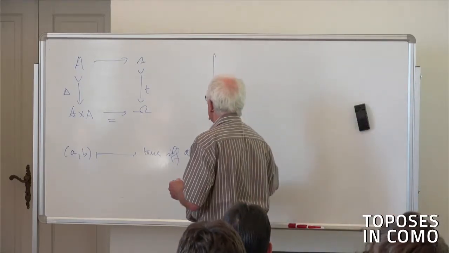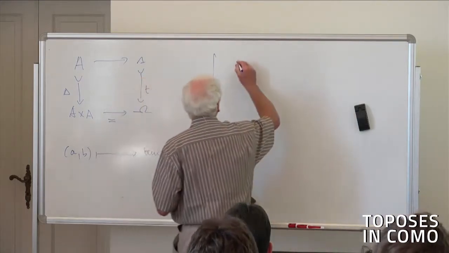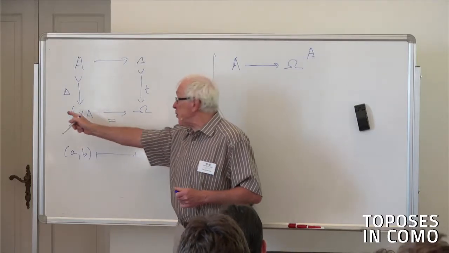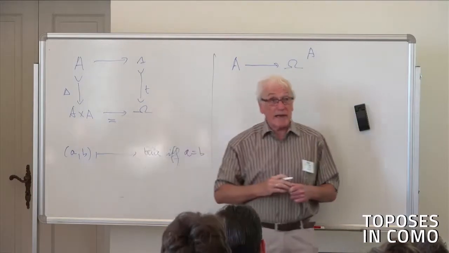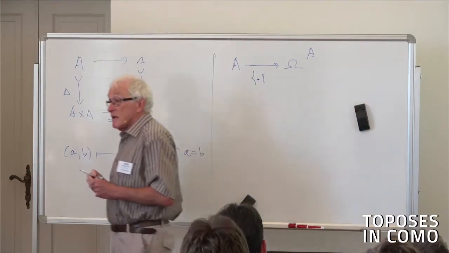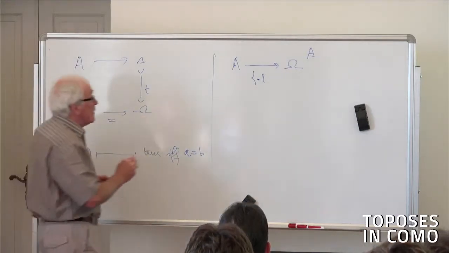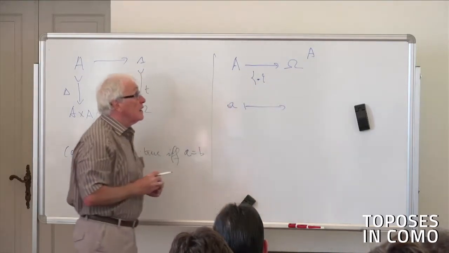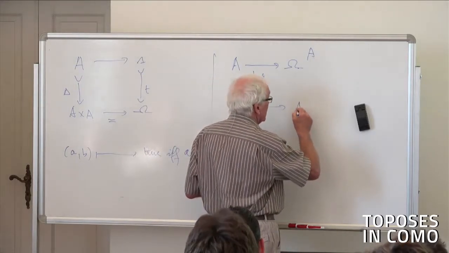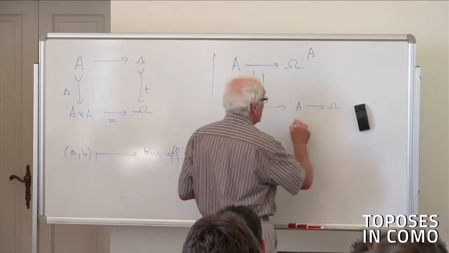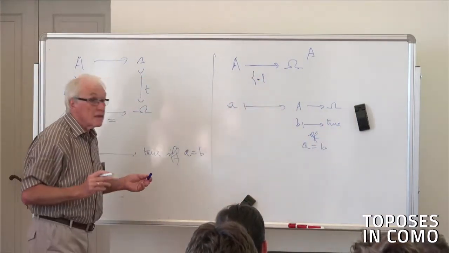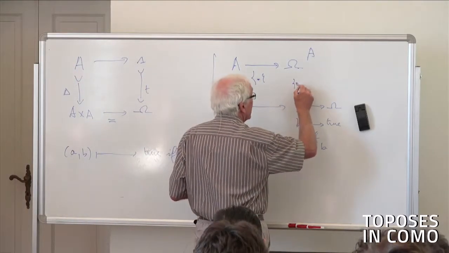Now this is the equality. Since it is the equality, by Cartesian closedness I get a corresponding morphism from A to omega power A. This one will be called the singleton. Why is it called the singleton? Well, because in sets, an element of omega power A, which is just a mapping from A to omega, will send B on true if and only if A equals B. So the subobject classified is exactly the singleton A.